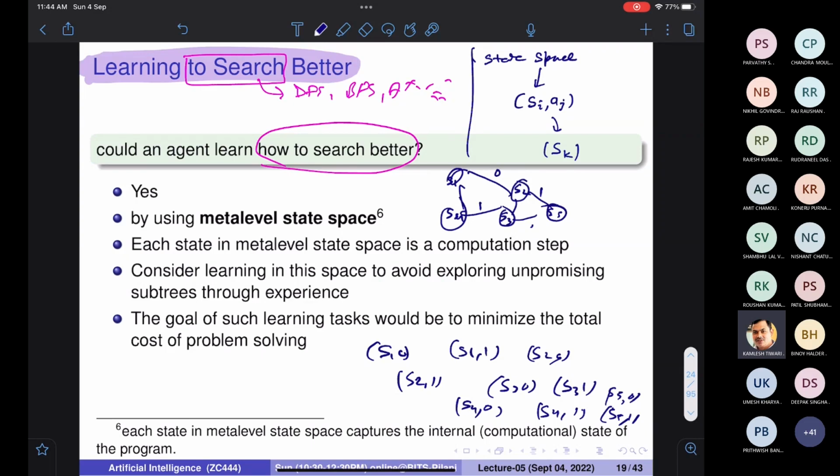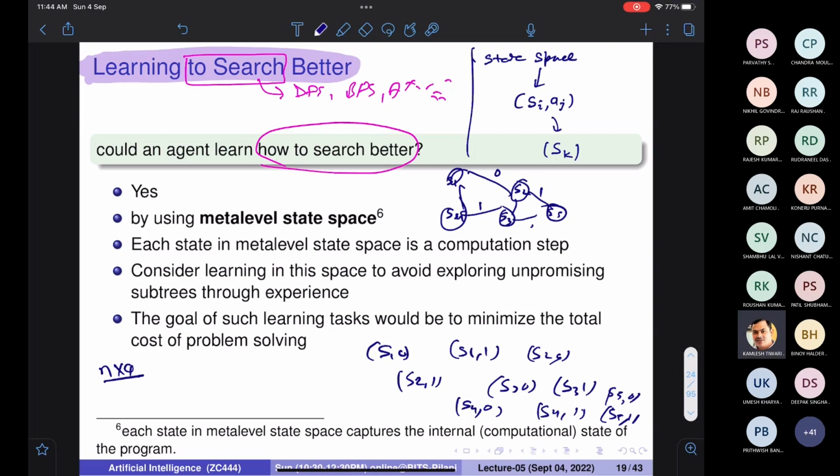I can create more states. So earlier if the states were n, now I have n multiplied by a, the number of actions. Yes or no? I am going to make something different. So how many states are there in this particular setting? n multiplied by a. Say yes or no.